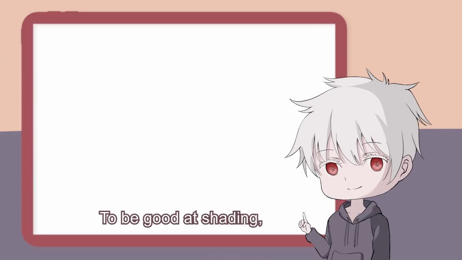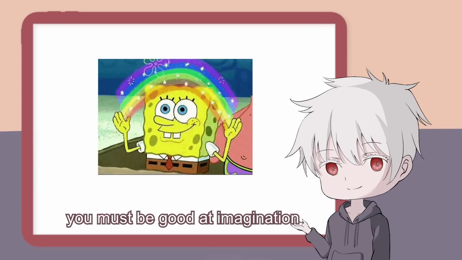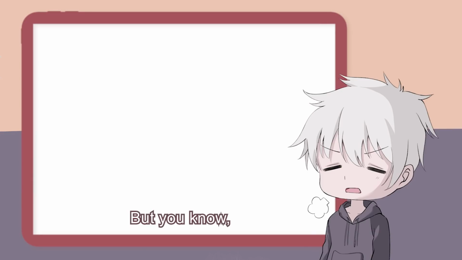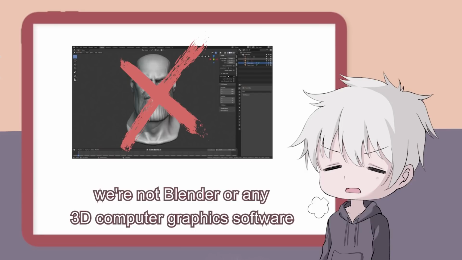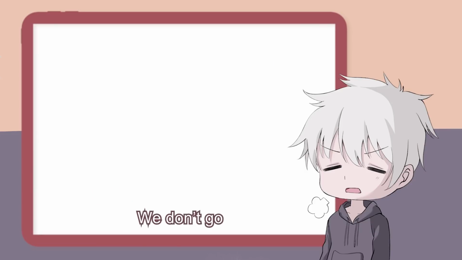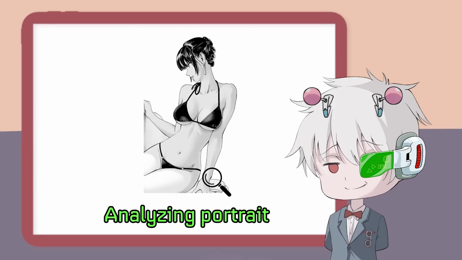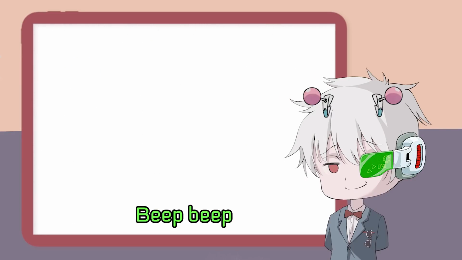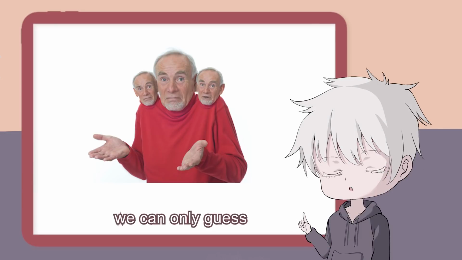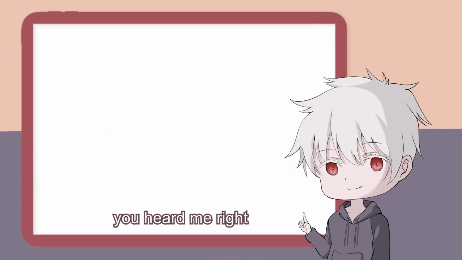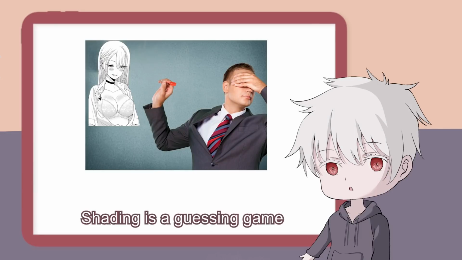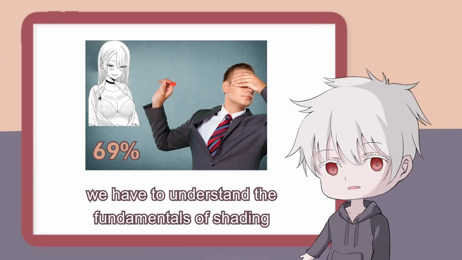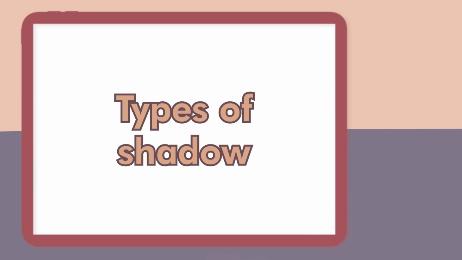To be good at shading, you must be good at imagination, because you have to imagine whether shadows are formed based on the light source. But you know, we're not Blender or any 3D computer graphics software. We don't go beep, analyzing portrait, calculating shadow angles, beep. As human beings, we can only guess. Yes, you heard me right. Shading is a guessing game. But in order to ensure the accuracy of our guesses is high, we have to understand the fundamentals of shading.